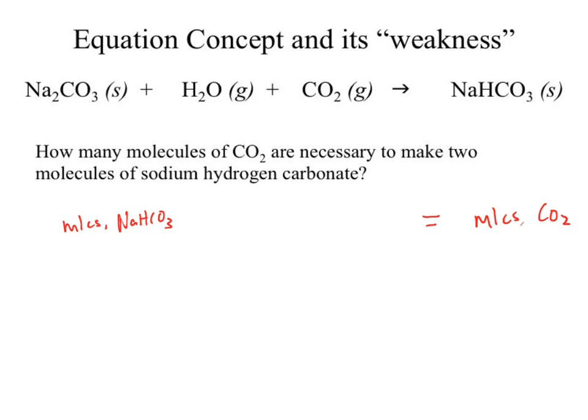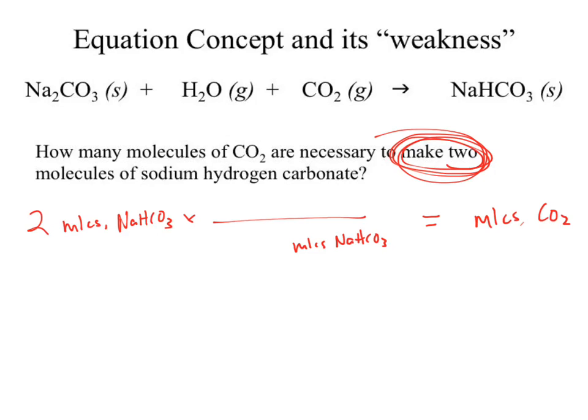Okay, how many of them? 2 molecules of sodium hydrogen carbonate. We look at our question or our equation and say, okay, are those units the same? No, so we need to do a unit conversion. I need to get rid of molecules of sodium hydrogen carbonate, and I need molecules of CO2. What numbers need to show up in front of each of those? Where do I get that information?